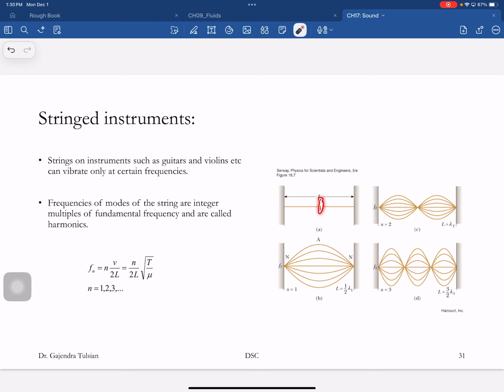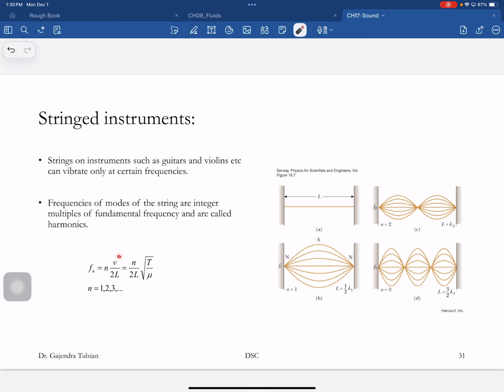Here's a string that can vibrate. If a string is fixed at both ends, it can vibrate in only certain modes. This is the lowest frequency it can vibrate at. This mode of vibration has twice that frequency. This next mode is 3 times that frequency, and so on. So this string can only vibrate at certain frequencies, and it turns out the allowed frequencies are integer multiples of this lowest frequency. L is the length of the string, and so on.